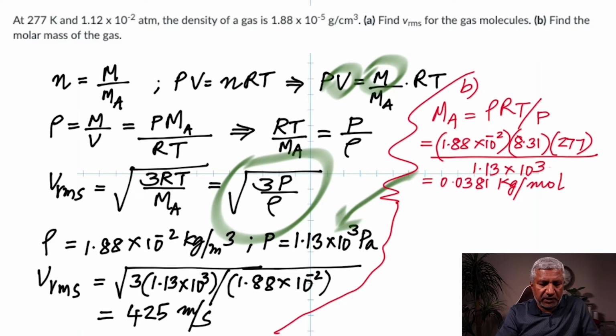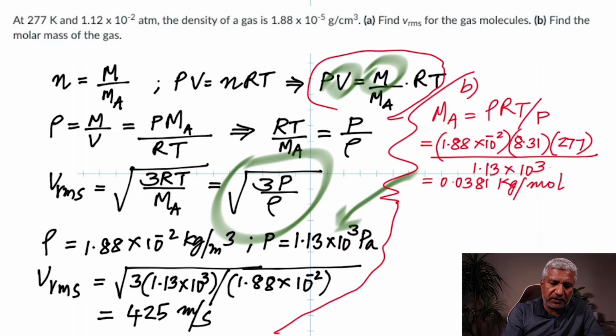So that's the B part. In the B part, you're asked to find the molar mass. That's how you do it. Rho RT by P. Using similar thinking, it's directly from here. This is the part that I'm using to find MA.